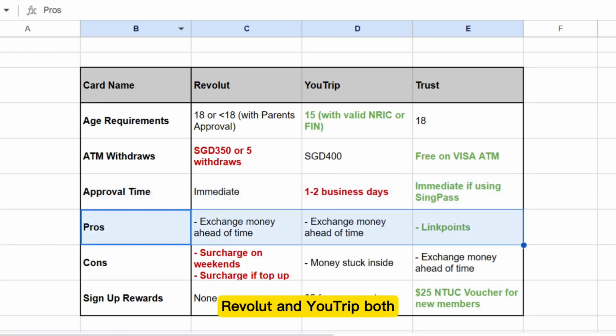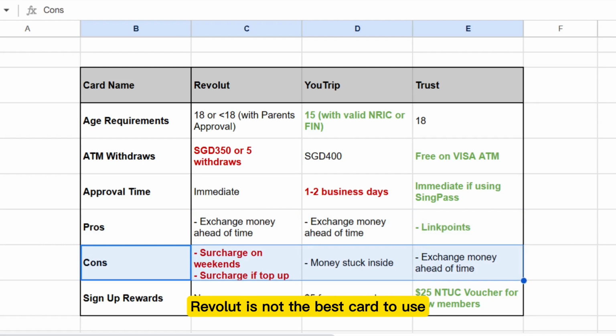For the pros, Revolut and YouTrip both allow you to exchange money ahead of time. For Trust, you can accumulate link points when you're spending overseas. For the cons, Revolut is not the best card to use on weekends. And when you want to top up Revolut, you have to use bank transfer if you want to avoid the surcharge. For the con for YouTrip, once you transfer the money, it's stuck inside and you cannot take out the money. For Trust, you cannot exchange money ahead of time.